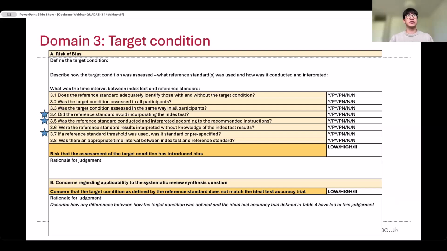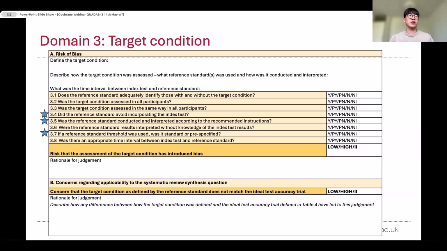The first three are actually still from QUADAS-2. Was the target condition assessed in all patients? And was the target condition assessed in the same way in all patients? Numbers 2 and 3 allude to a bias that we sometimes call verification bias. If the reference standard, the target condition, is not assessed in all participants, we call that partial verification bias. And if the target condition was assessed differently in some participants, we call that differential verification bias.